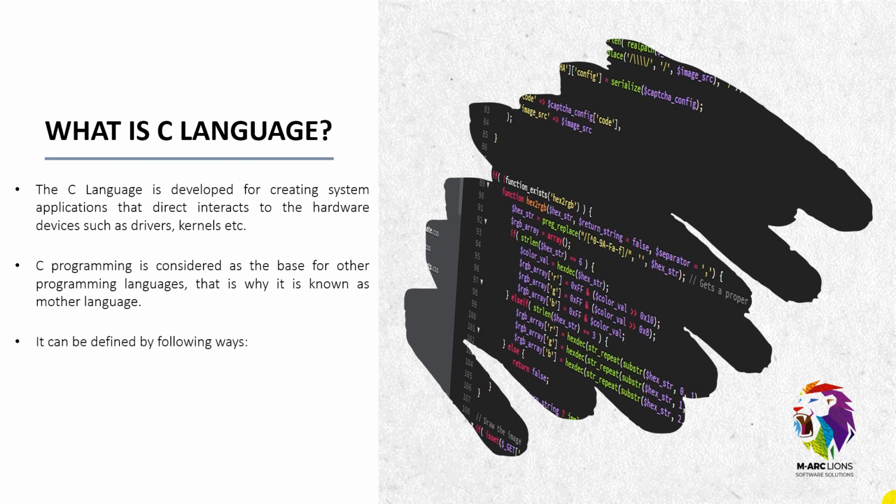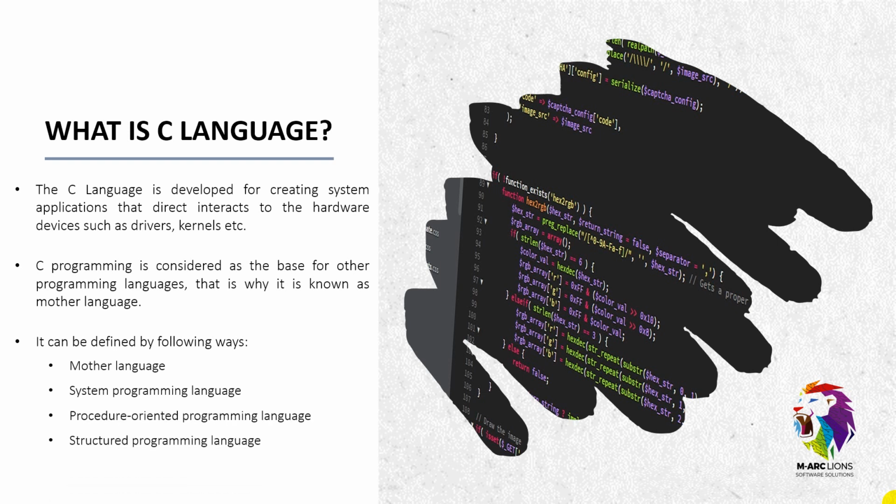It can be defined in the following ways: this is the mother language because every developer learns this, and this is a very old language. That's why it is called the mother language. It's a system programming language. It is a procedure oriented programming language, not like object oriented. It is a structured programming language, and it is a mid-level programming language. Like, it is not the first generation, it is not the recent generation, it is in the middle level.